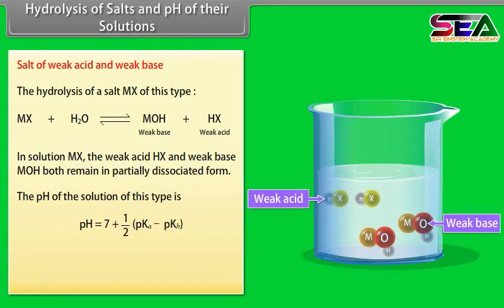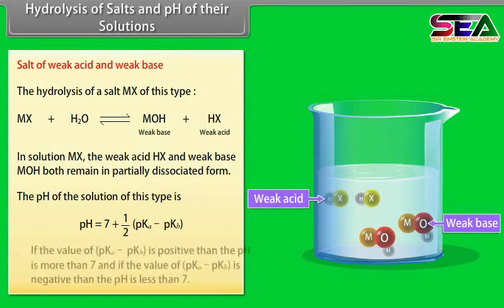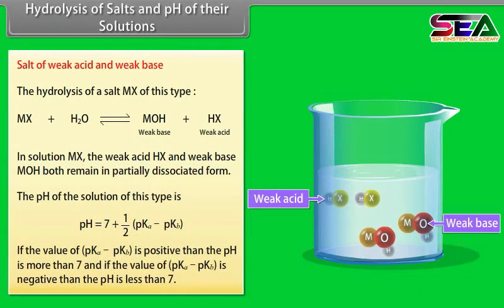- pKb). If the value of pKa - pKb is positive, then the pH is more than 7, and if the value of pKa - pKb is negative, then the pH is less than 7.